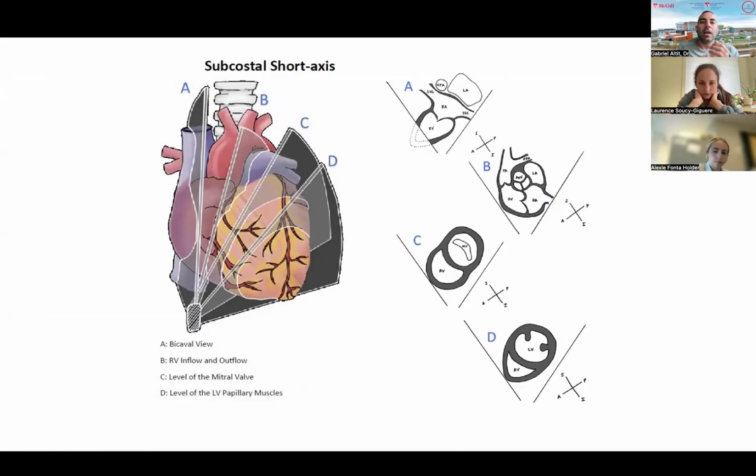You can get to see nicely your RV outflow tract with your pulmonary valve. So it's a good view to see your RA, RV, and eventually PA. It's a great view for that. And you can see your short axis. So if you don't have a nice parasternal short axis view, it's a place to assess your mid papillary level and septal flattening or septal bowing or septal position.